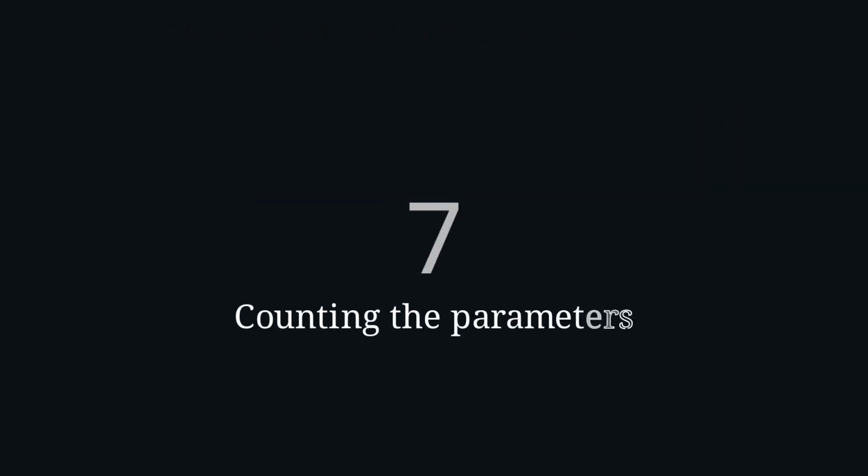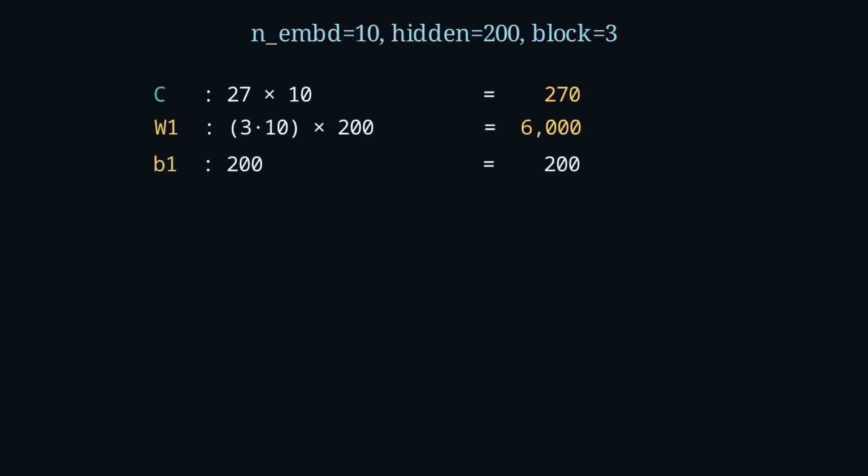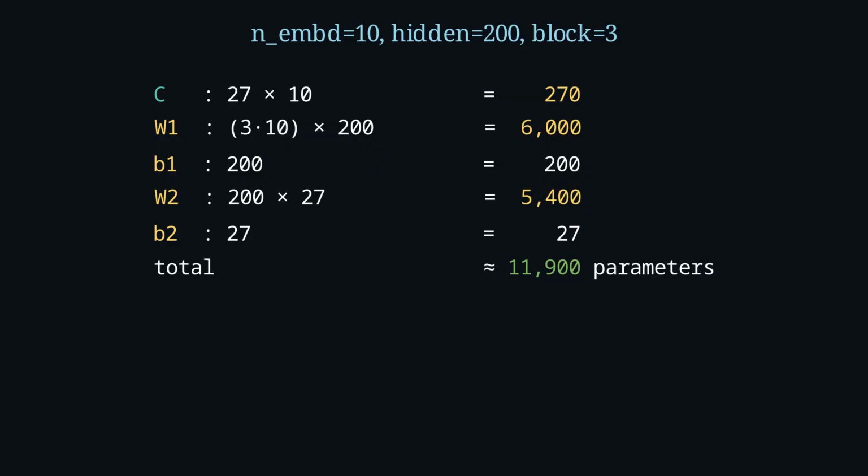Chapter 7. How big is this network, really? Let's count the parameters. The embedding table C is 27 by 10, 270 numbers. The first weight matrix W1 is 30 by 200, 6000, plus 200 biases. The second layer W2 is 200 by 27, 5400, plus 27 biases. Altogether, about 12,000 parameters. Compare that to the 200 trillion rows a 10-character count table would need. The network captures rich context with a tiny fraction of the memory.